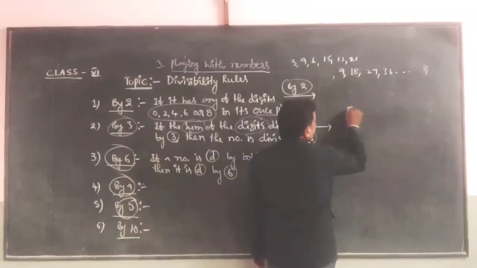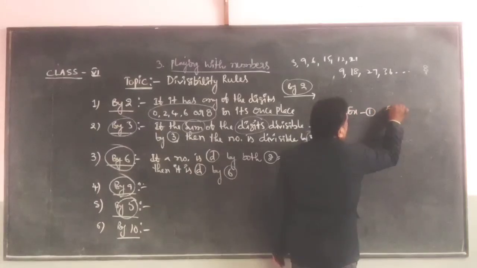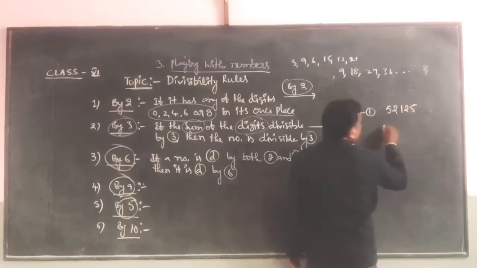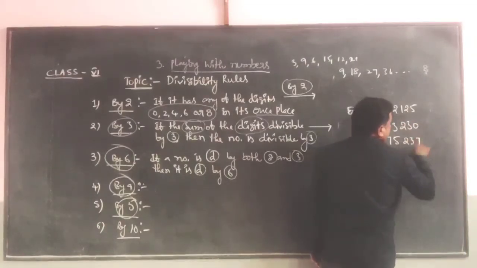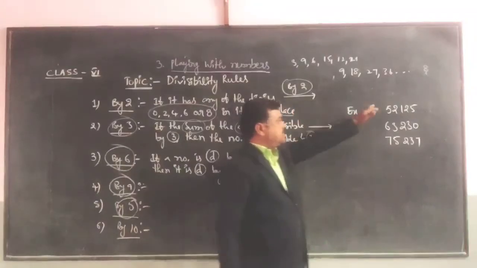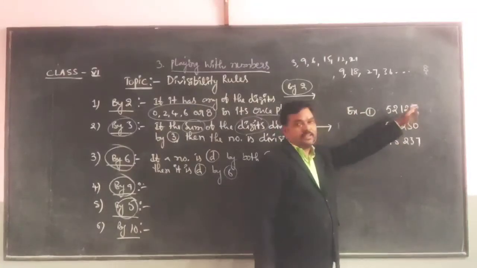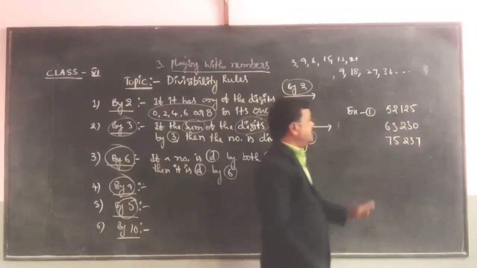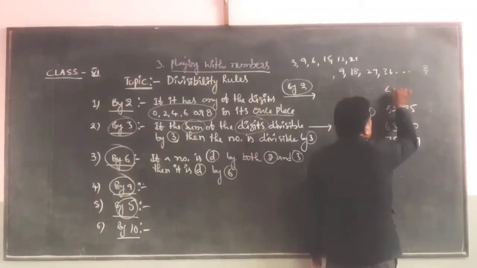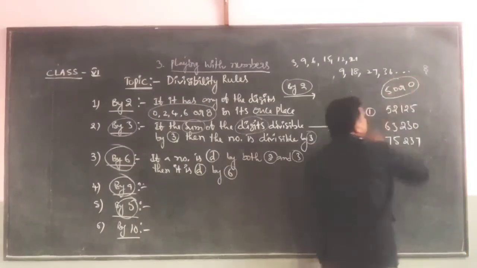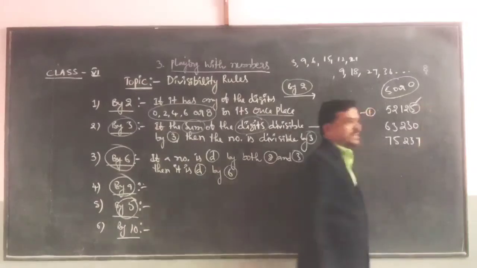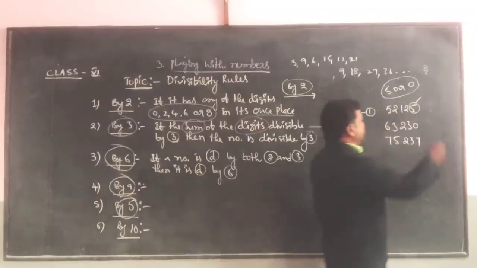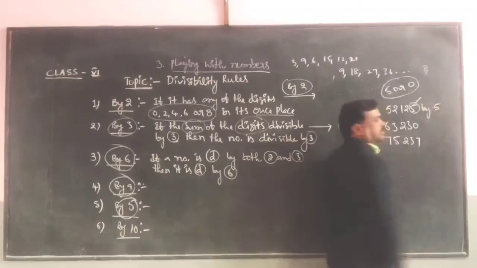See, 52,125, 63,230, 75,237. Observe these three numbers. We just observe the ones place digit. If 5 or 0 is at the ones place, that means the number is divisible by 5. Here at the ones place 5 is there. Clearly it is divisible by 5.